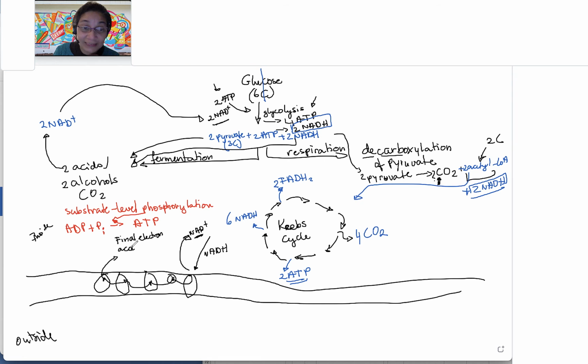Okay, and at this point, I'm not going to name the final electron acceptor. We're going to leave it blank for now. But there is a molecule somewhere inside the cell, in the cytoplasm, that's going to accept those electrons after they have traveled through those proteins.